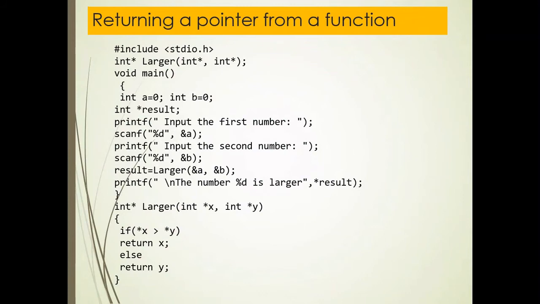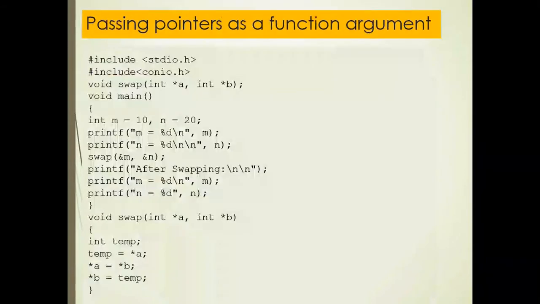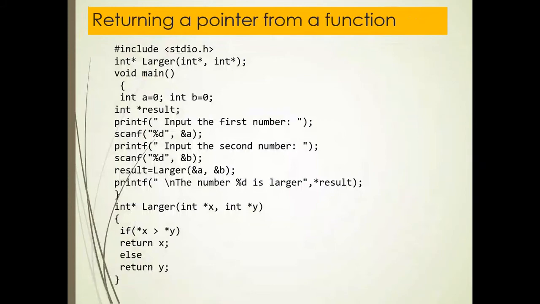Now let us see another example, returning a pointer from a function. Here you have clear the concept of passing pointers as function arguments. Here, with the help of this example, I will show you how a function returns a pointer. In this example there are two variables a and b initialized to 0, and there is a pointer type variable, result.